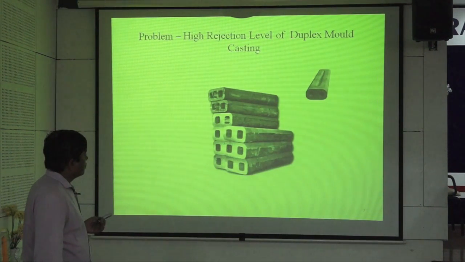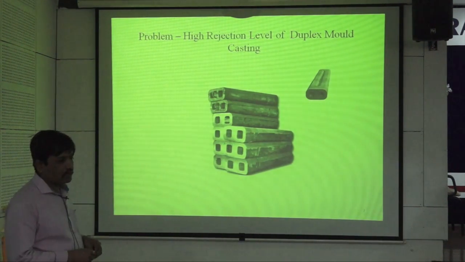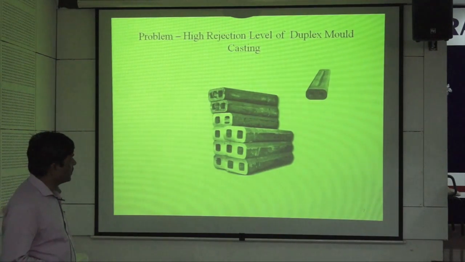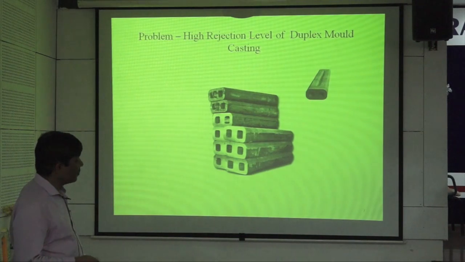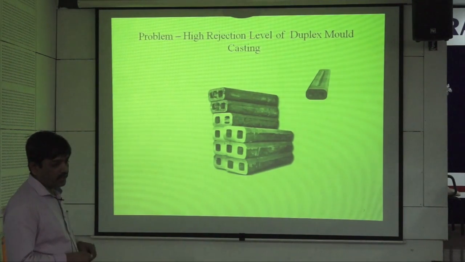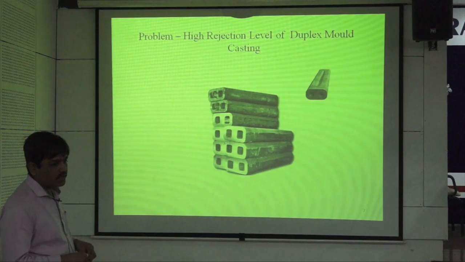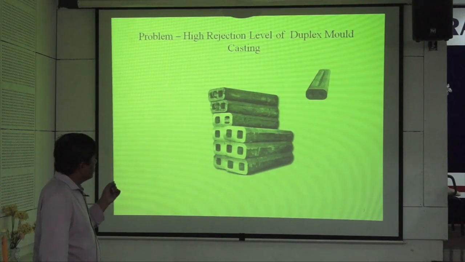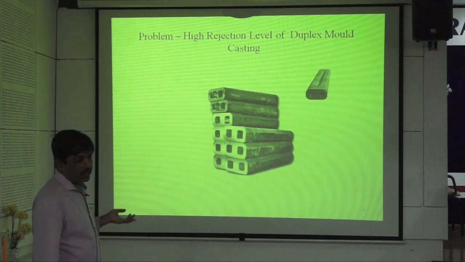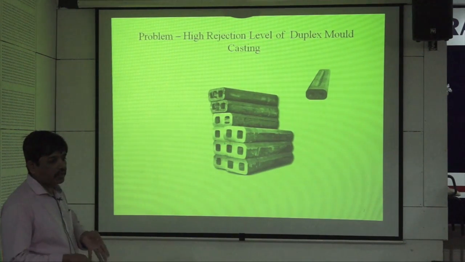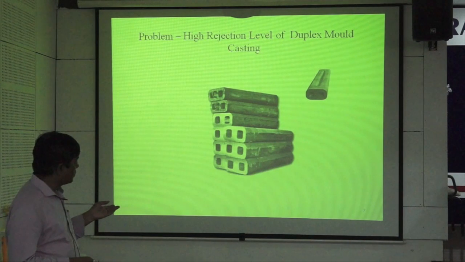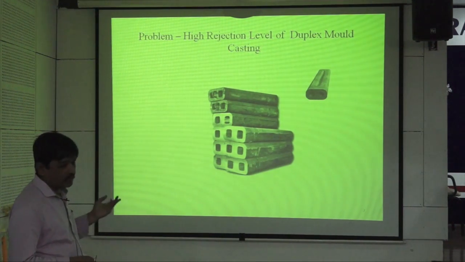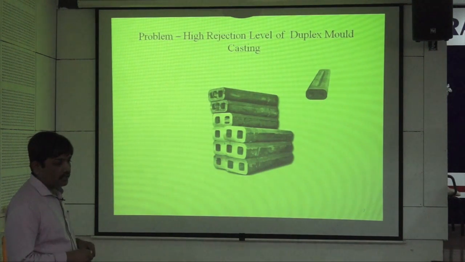And what we found out in that industry is that there were so many rejections. The rejection level was right from 4%, it goes up to 12%, and most of the rejections were happening in rainy season. So if we reject even a single duplex mold like this, which is weighing around half a ton, it will definitely affect the cost of manufacturing, and this is a big issue with this casting manufacturer.